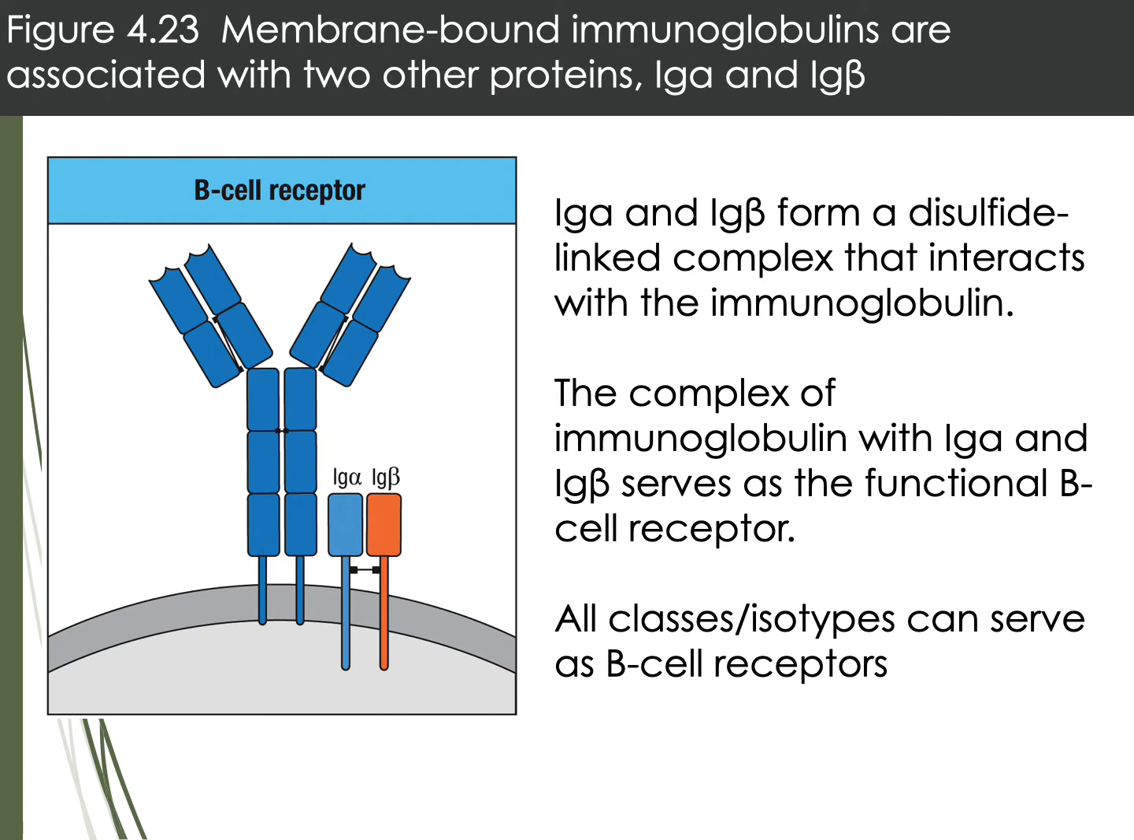Now, to have a functional B cell receptor, we also need these two smaller proteins to be expressed, Ig alpha and Ig beta. They are co-receptors, so they form disulfide bonds to each other. They're a complex, and they also interact with the B cell receptor, the immunoglobulin. Again, it's really important that they're present because they're going to be important for cell signaling events that we'll talk about later on with development.